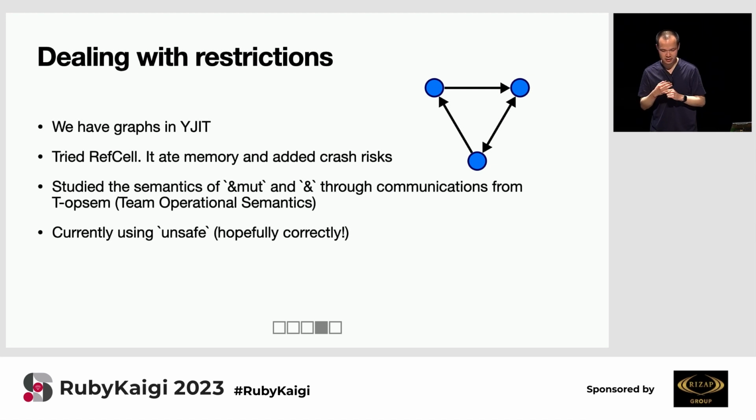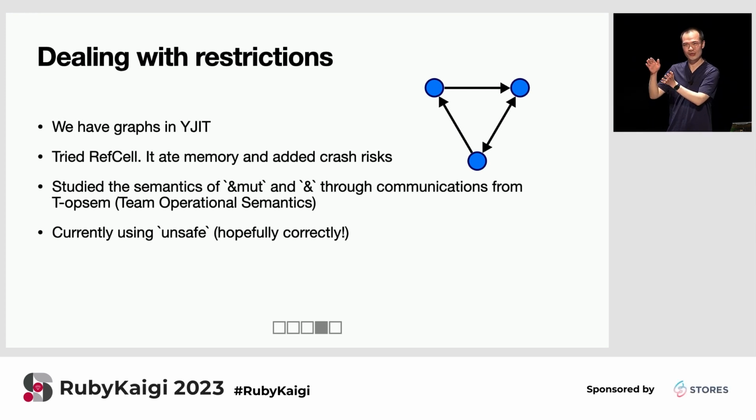JIT compilers in general actually output more data than code. If you think about it, maybe that's not too surprising, because you want the code to be short so that it's fast, but you need the data anyway to handle uncommon situations. So anyway, we have graphs in YJIT. How do we overcome the build errors from the no-overlapping rule?